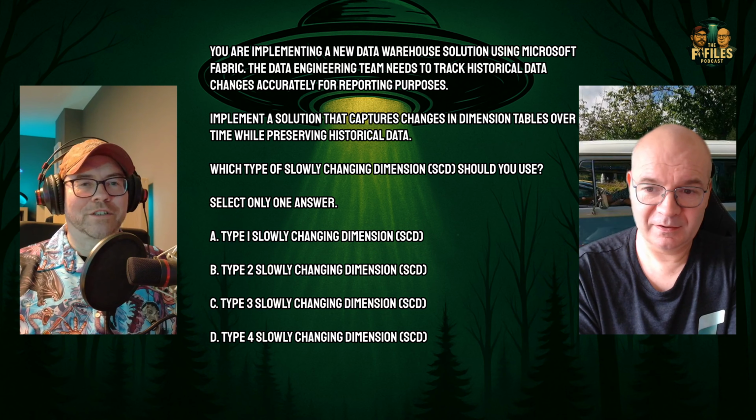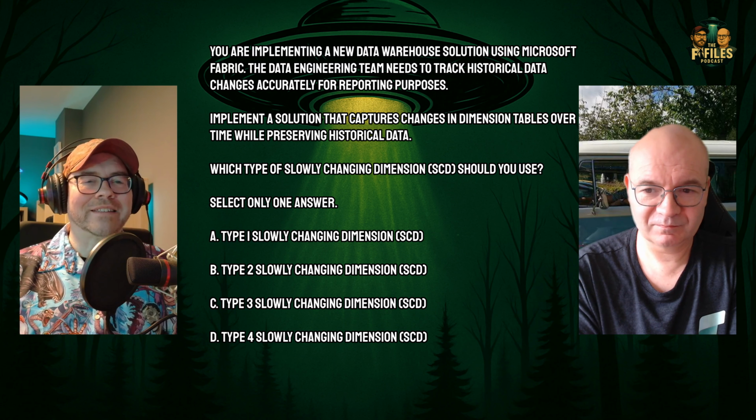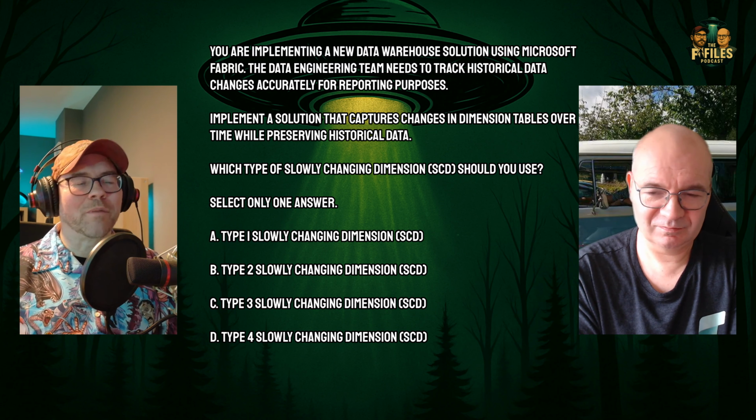Looking at the question, the answers are very similar, right? The only thing where the answers are distinct from each other are these different types of slowly changing dimensions. Can you please tell a little bit about this as well? So what is type 1? What is type 2? How can I make sense of it?